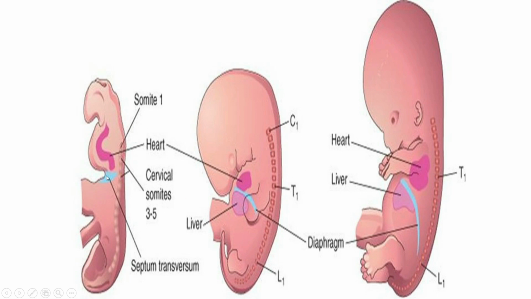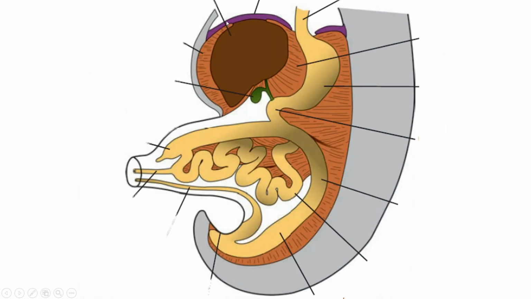Now the septum transversum starts growing posteriorly. See, they have represented the septum transversum with the purple color. I think this is purple. Yep, it grows posteriorly, but it stops at the level of the foregut and forms the primitive diaphragm between the pericardial cavity and the peritoneal cavity.